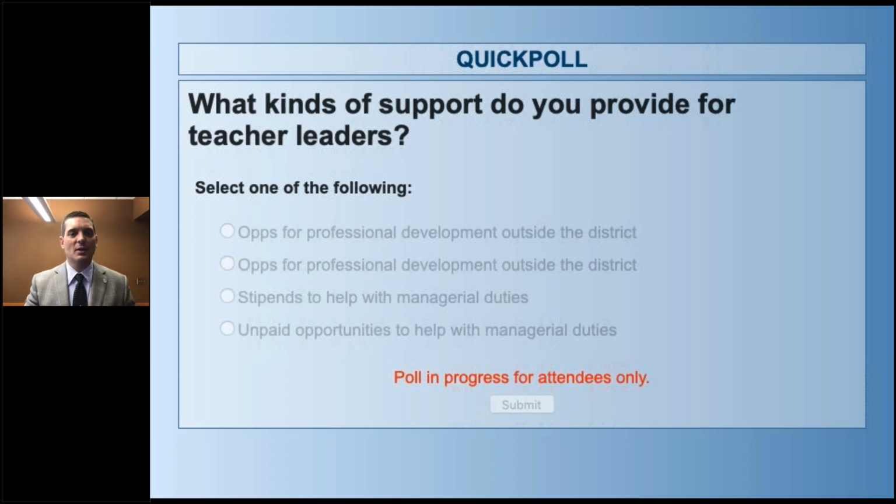The options are: opportunities for professional development inside the district, opportunities for professional development outside the district, stipends to help with managerial duties, and unpaid opportunities to help with managerial duties. If you'd be willing to vote on this about what you do for school leaders that are teachers at the moment, maybe called teacher leaders. Oh, it's great.